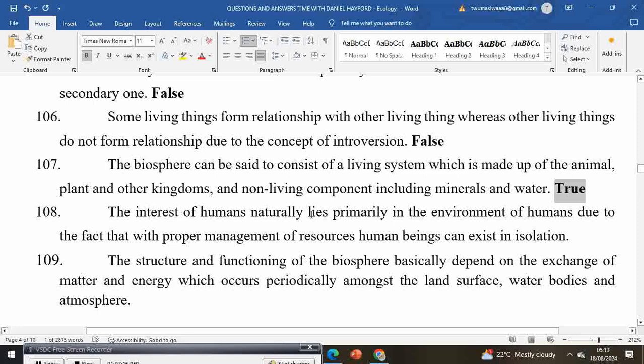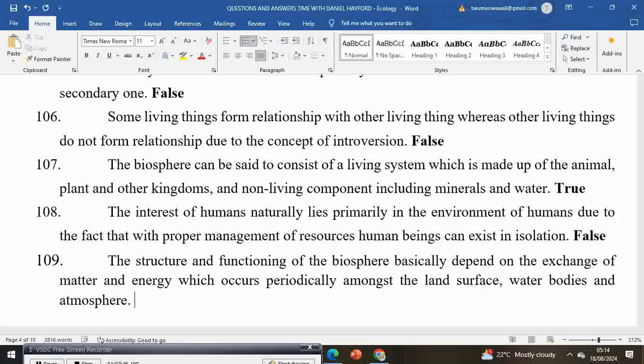Question 108. The interest of humans naturally lies primarily in the environment of humans due to the fact that with proper management of resources, human beings can exist in isolation. This statement is false. You have to think of an explanation to that. It is false.